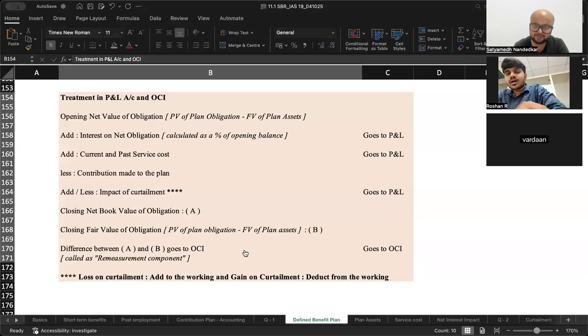I have a small doubt. I understand what service cost is. What is past service cost? What's the difference between current and past?